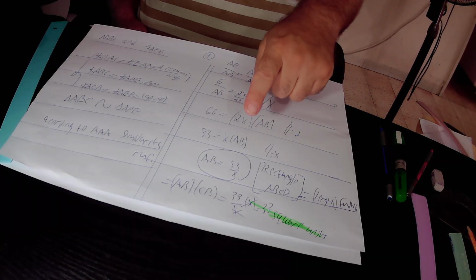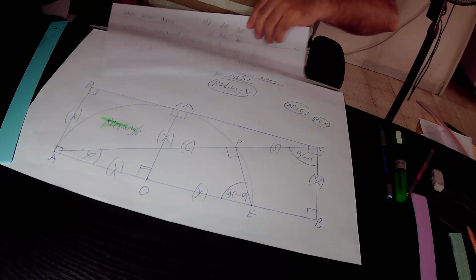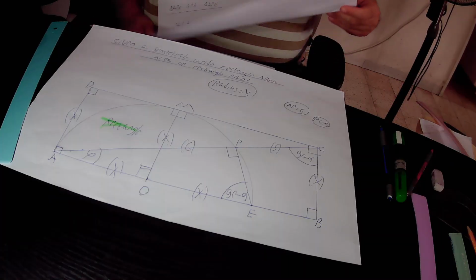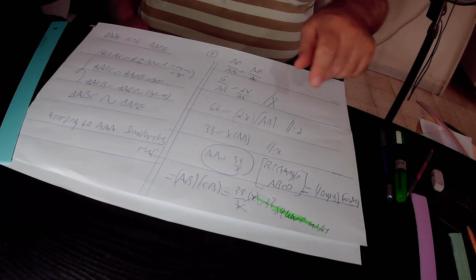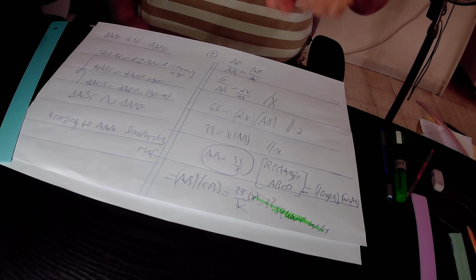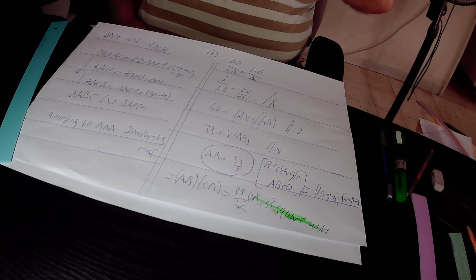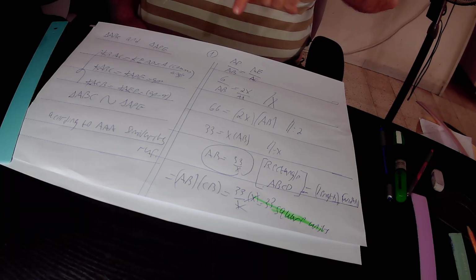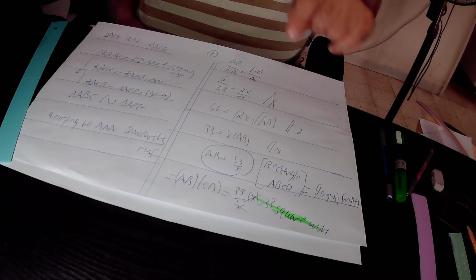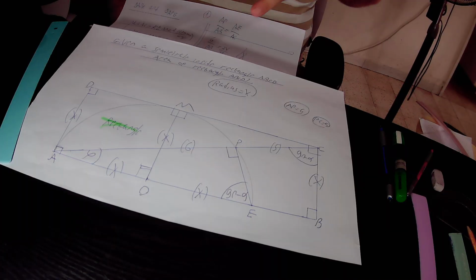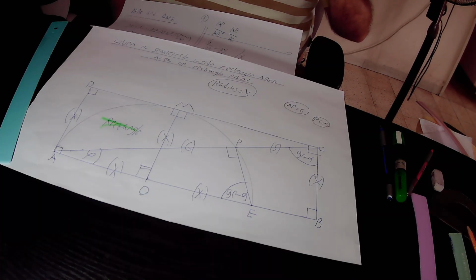But AB is 33 over x and CB is x. So in total the area of rectangle ABCD equals 33 over x times x. We have x in the denominator and x in the numerator, so x will get cancelled, and we are left only with 33. So in total, we found out the area of this rectangle ABCD is equal to 33 square units. Finish with the first question.